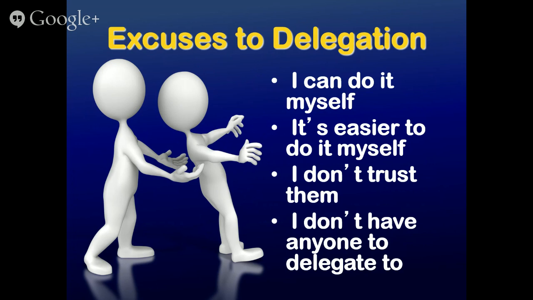Another excuse that we use sometimes is it's just easier for me to do it myself. Or I don't trust them. Sometimes we feel like if we give somebody else the task at hand, they're not going to do it as well as you would do it. And that actually might be true. You might find that you do it better.